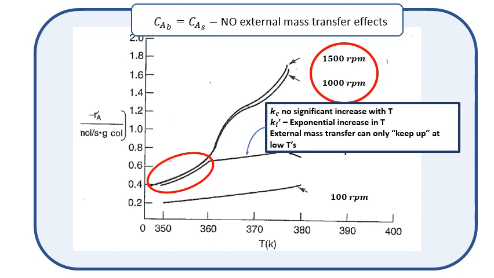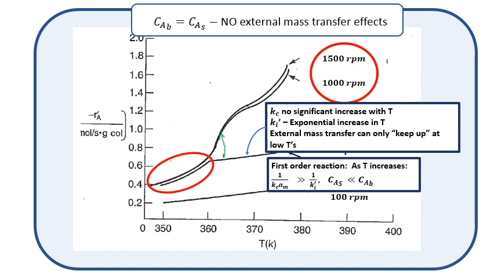As the temperature increases, there's no significant increase in Kc with temperature. However, my Ki dash increases exponentially. So what happens in this regime, where the 400 RPM line starts to split off from those higher stirrer speed lines, is that the Kc can't keep up anymore. So over here, if I look at my effective rate constant, what is going to happen if I have a first order reaction is that Kcam does not increase.